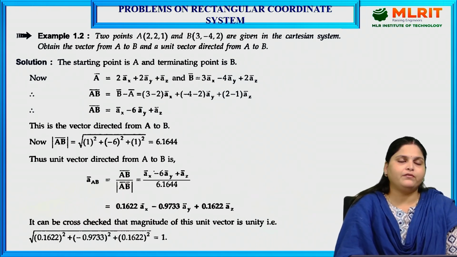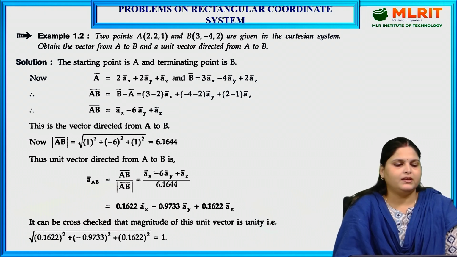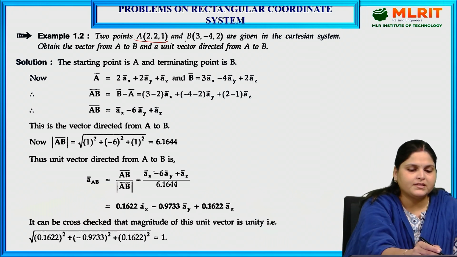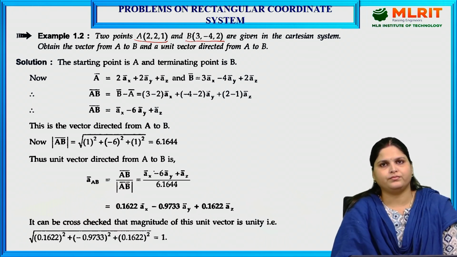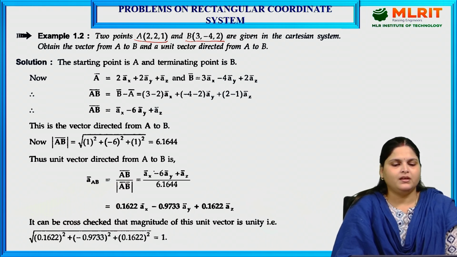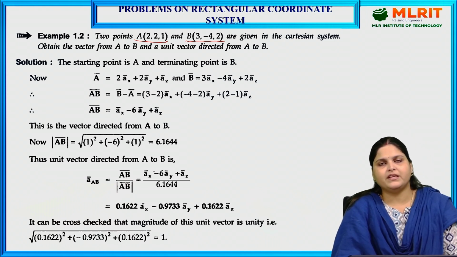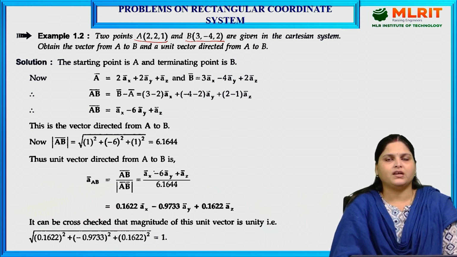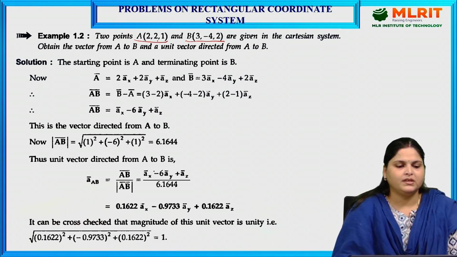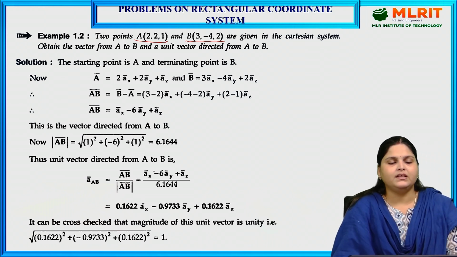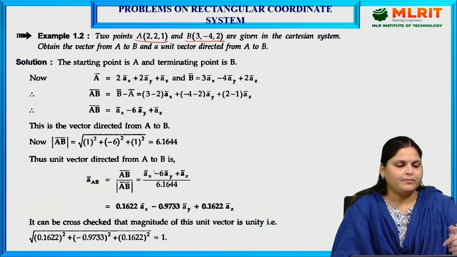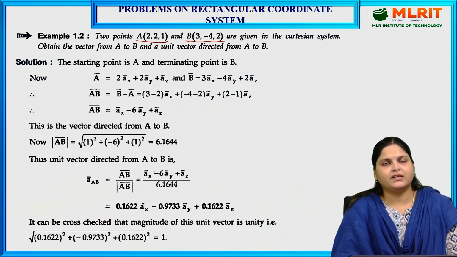Now we have 2 points given in this question. Point A is (2, 1) and point B is (3, minus 4, 2). Both these points are given in the Cartesian coordinate system. We discussed in the previous session how to recognize whether a coordinate is in the Cartesian, cylindrical, or spherical system. By seeing these values, if there is no angle, we can understand that it is in the Cartesian coordinate system, right? So let's come back to the question. 2 points are given in the Cartesian coordinate system.